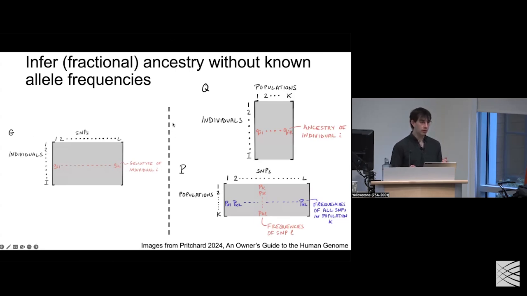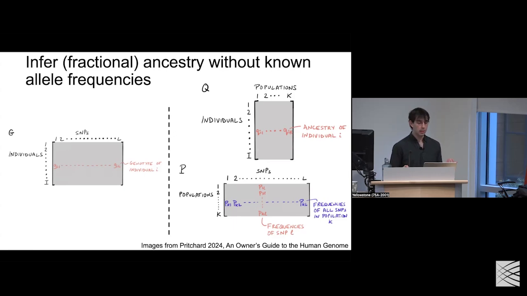And so up until now, we've assumed that we have access to some allele frequency panel, where we know the allele frequency for each mutation in each population. That's this P matrix. And there are many resources that we can use to get this allele frequency reference panel.